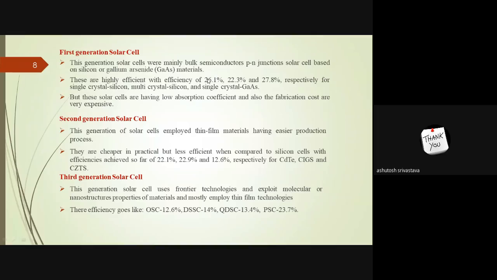We can see that the efficiency is 26.1% for silica and 22.3% for gallium, and likewise like single crystal and multi-crystal, and then 27.8% for gallium arsenide. Talking about this second generation, this cadmium telluride technology is having 22.1% of power conversion efficiency, and this CIGS, that is copper indium gallium diselenide technology, is having 22.9%.